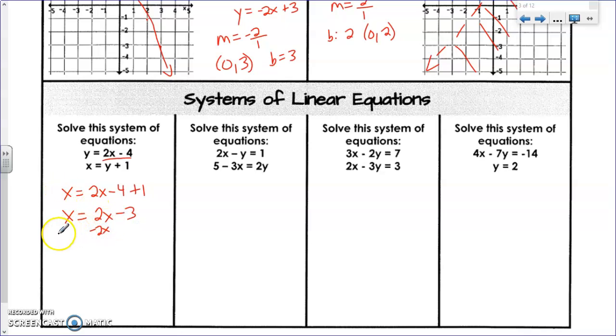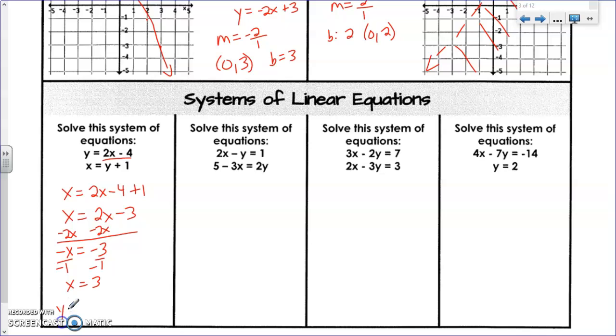Subtract 2x from both sides. I get negative x equals negative 3. Divide by negative 1. x equals 3. Now I'll take that and I can substitute it in place of either one. I'm going to put it in the first one.